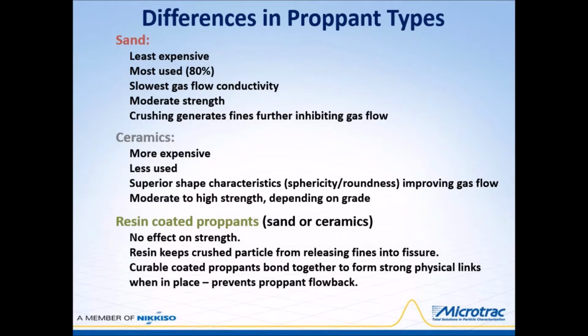Synthetic ceramics are more expensive, have superior shape characteristics compared to sand, and come in various strengths depending on grade. The resin coatings on some sands and ceramics have no real effect on strength, but they do prevent fines from being released into the fissures if the particle is crushed. Curable coated proppants bond together to form physically strong links when subject to high pressures and temperatures, preventing proppant flowback.